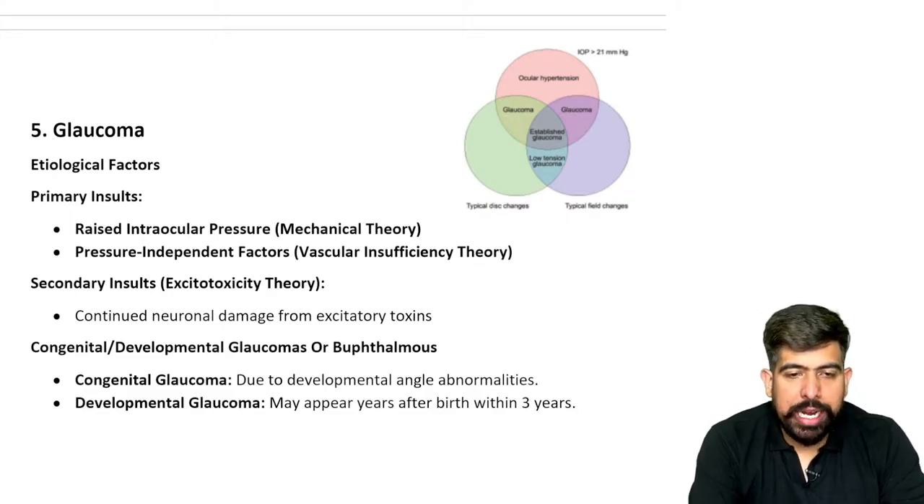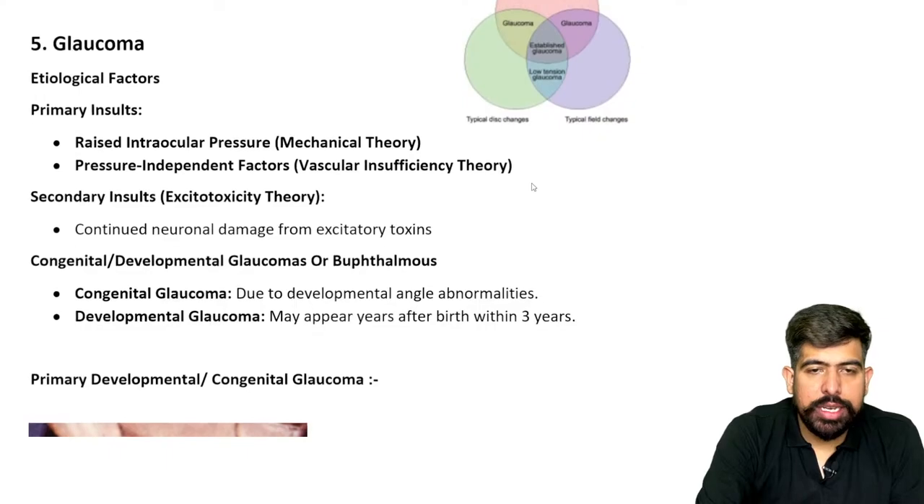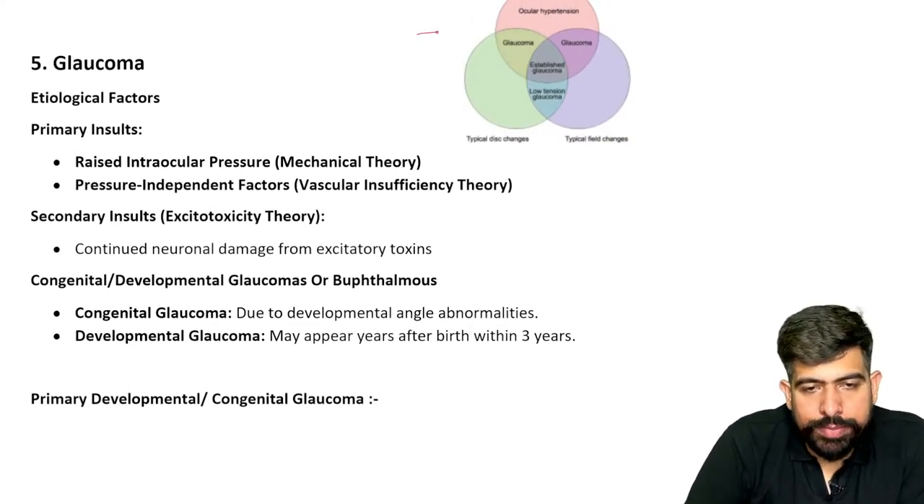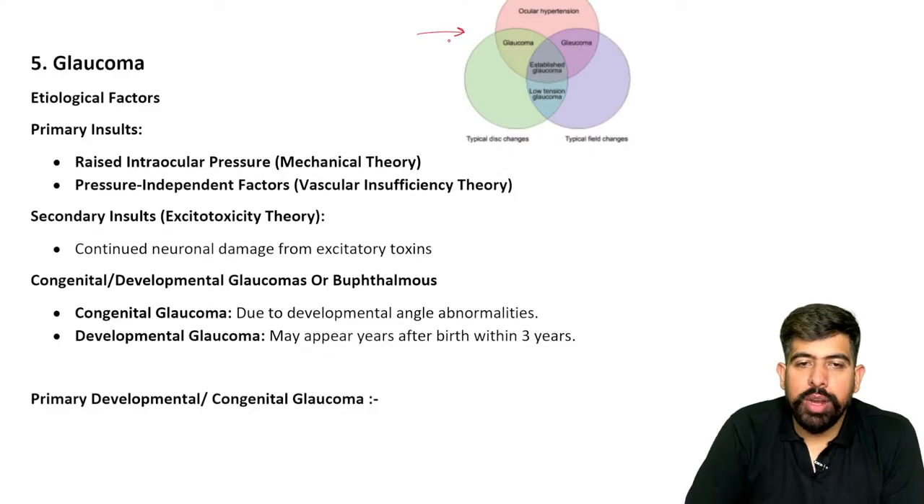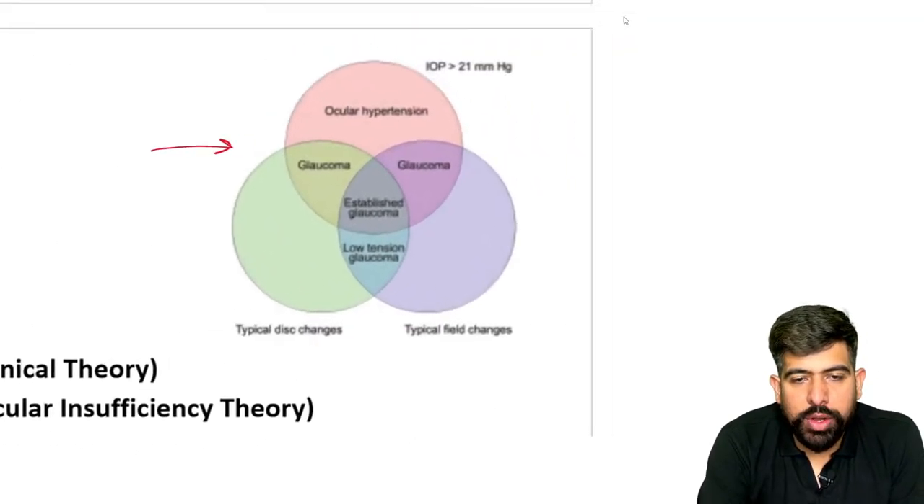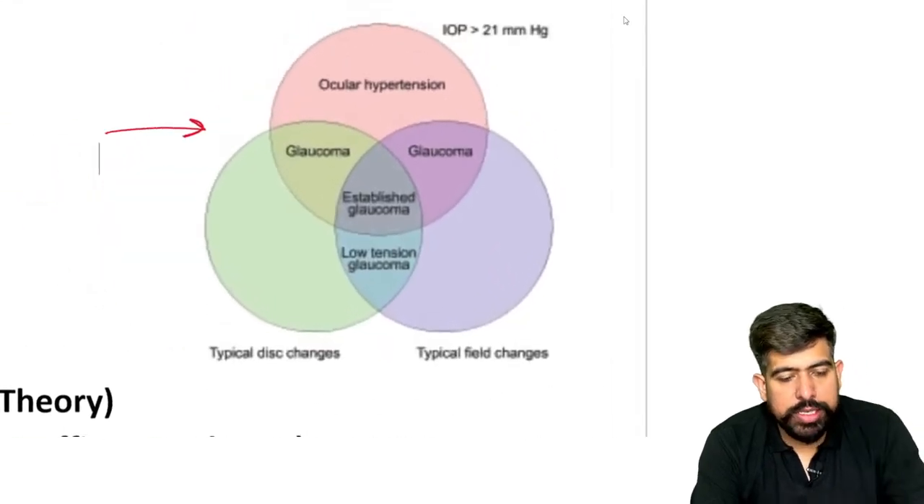Okay, let's start with glaucoma. For understanding glaucoma, just understand this diagram. This diagram is very important for understanding glaucoma. There are types of glaucoma, so we have to talk about them. First of all, what is this diagram showing? What is this diagram saying?